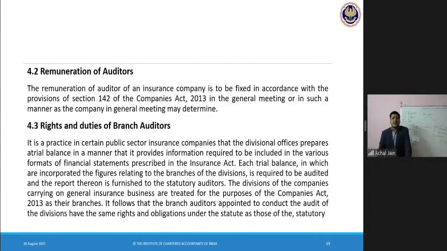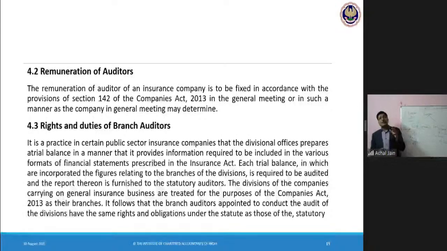Now, in respect of public sector insurance companies, and when I'm talking about public sector insurance companies, I'm not talking about public limited, because each and every insurance company has to be a public limited company. I'm talking about one wherein the public sector has the investment. In a way, you can also say the government sector has the ownership. At times you get to see that the insurance company has certain branches, and in respect of those branches, separate trial balances are prepared, and separately those are audited.